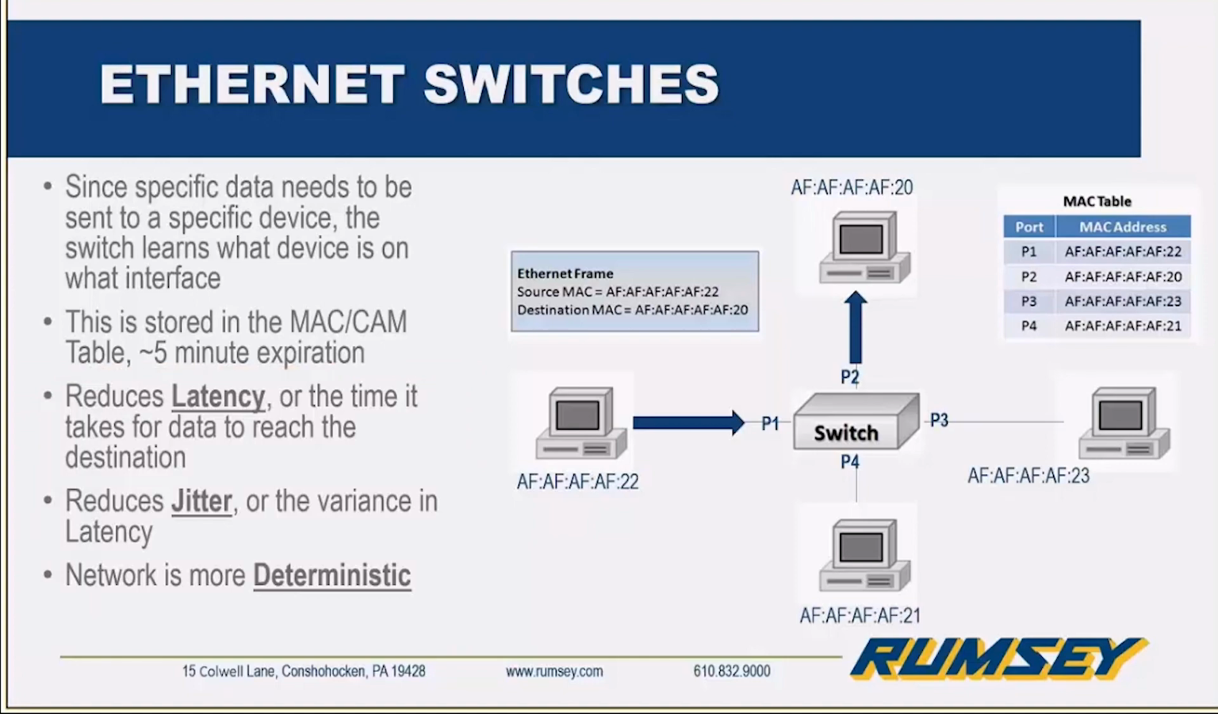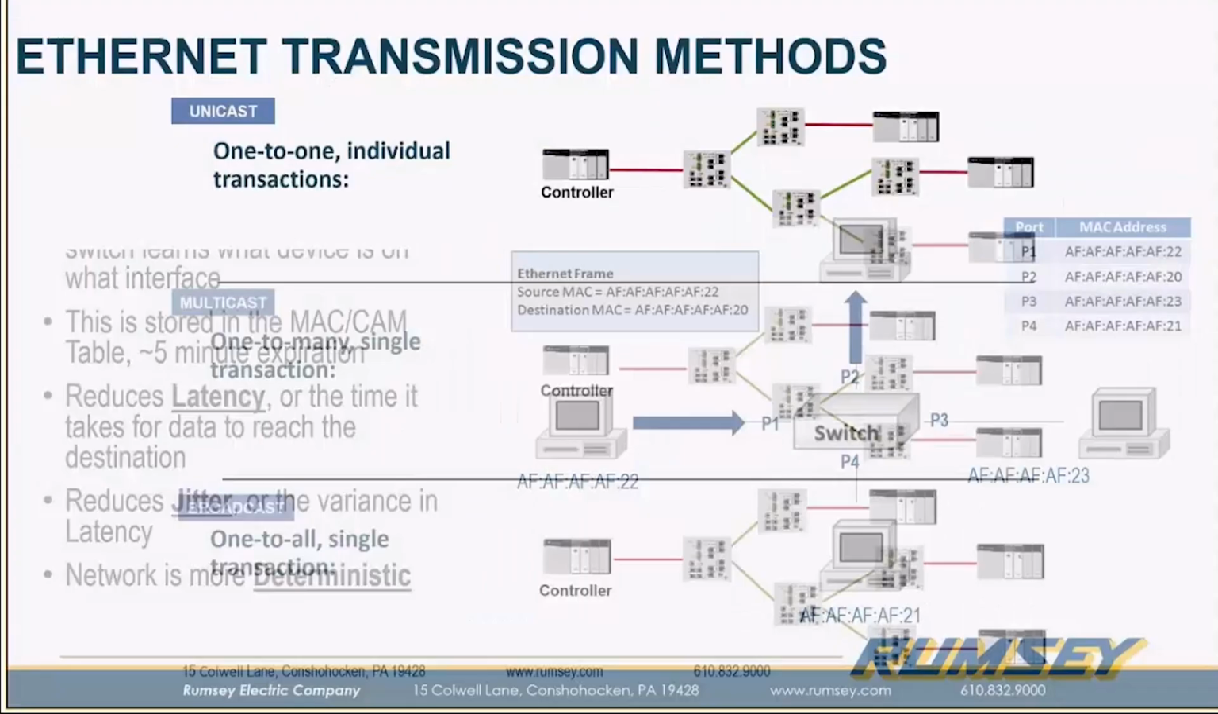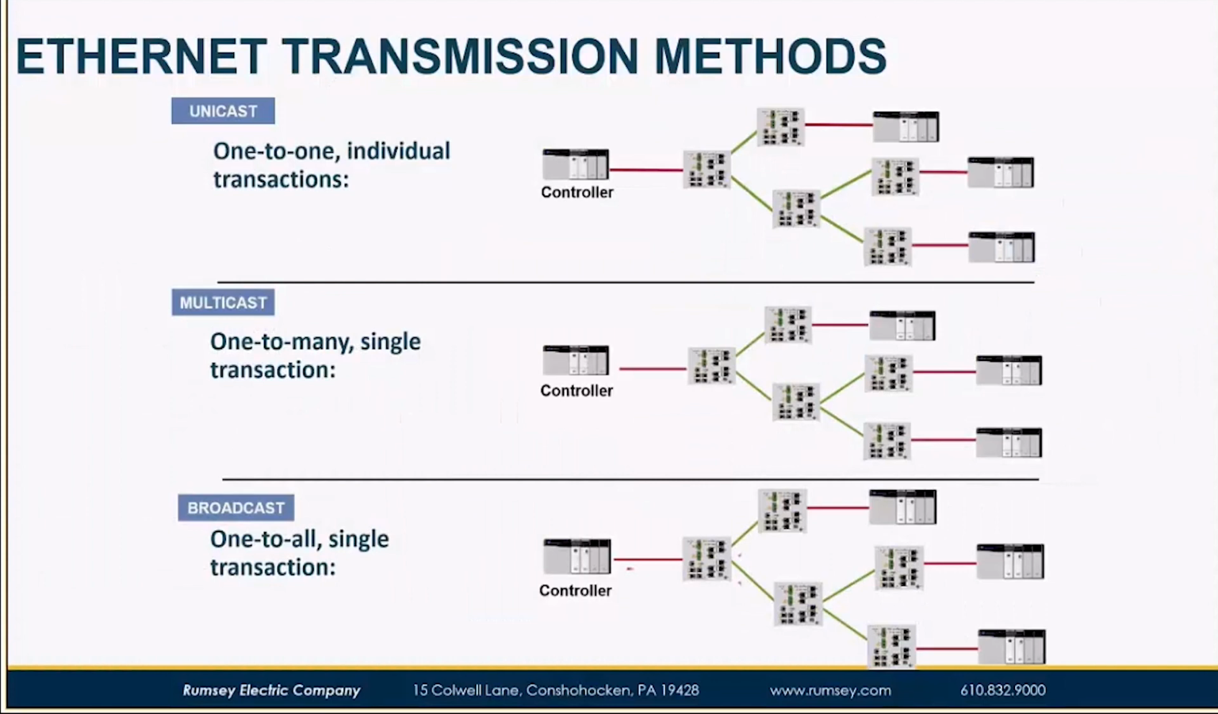Ethernet communication is accomplished in three methods. So I'm going to start at the bottom here. Broadcast. A broadcast is a one-to-all single transmission, ensuring that all devices on the network receive the message. I mentioned ARP previously, as well as using the Ethernet IP driver in RSLinx. That's a broadcast message. This is how the Ethernet IP driver is able to browse and identify all the devices in a subnet in RSLinx.